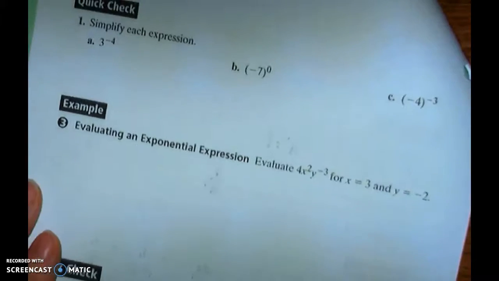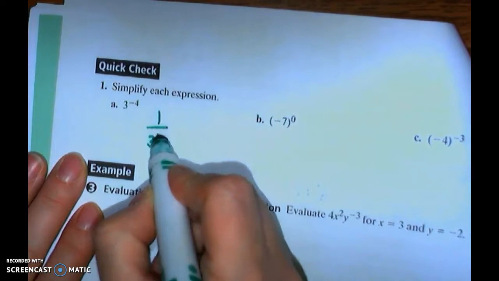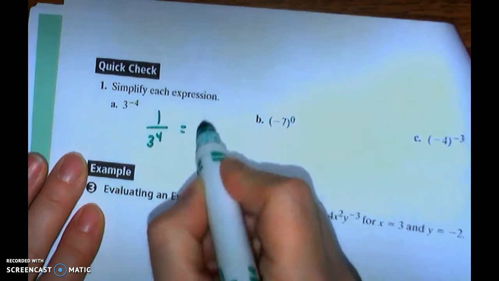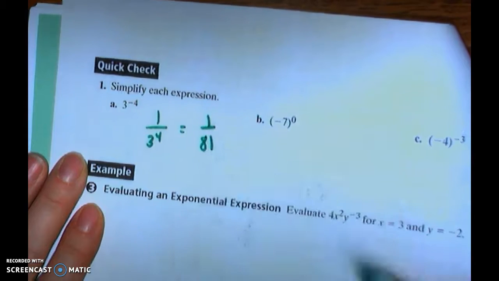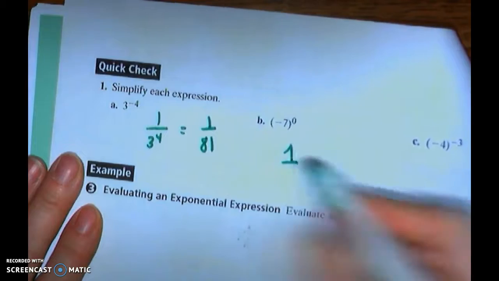So this becomes 1 over 3 to the 4th. 3 to the 4th is 81. That's 1/81. Anything to the 0 power is 1.